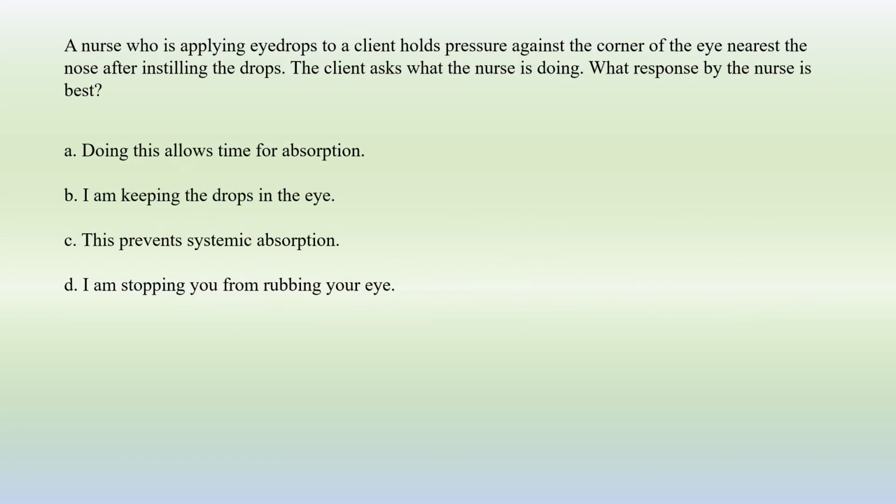A nurse who is applying eye drops to a client holds pressure against the corner of the eye nearest the nose after instilling the drops. The client asks what the nurse is doing. What response by the nurse is best? A. Doing this allows time for absorption. B. I am keeping the drops in the eye. C. This prevents systemic absorption. D. I am stopping you from rubbing your eye.